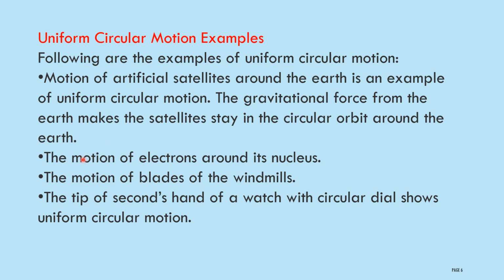Second one, the motion of electrons around the nucleus. The electrons revolve around a nucleus in a circular orbit. Third one, the motion of the blades of windmills. The next one, the tip of the second hand of a watch with a circular dial shows uniform circular motion.